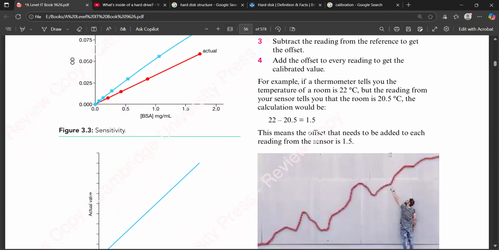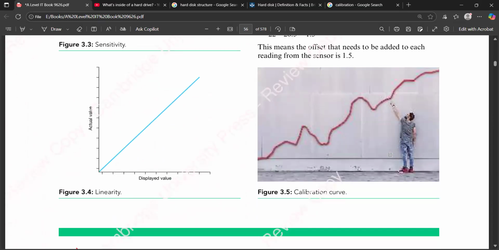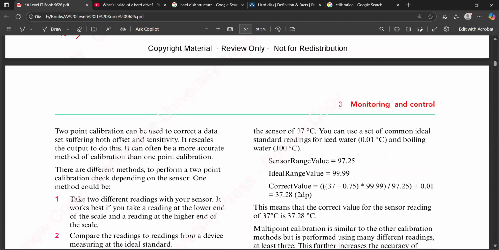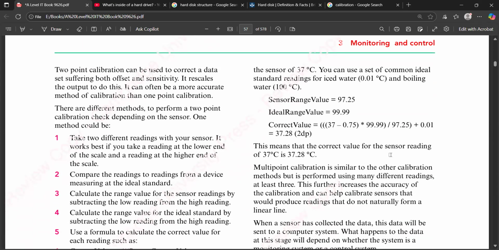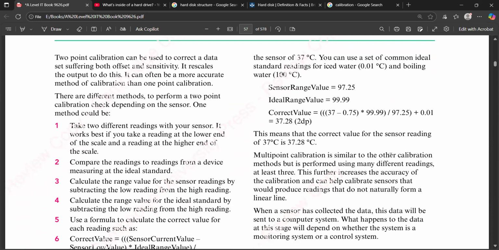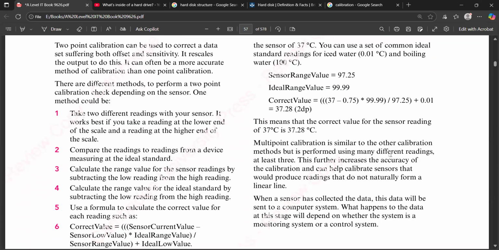For example, if a thermometer tells you that the temperature of a room is 22, but the reading from the sensor says 20, you subtract and get an offset of 1.5, which means that this needs to be added when calibrating. 2 point calibration can also be used to correct data for both of these values. It basically rescales. It works best if you take a reading at the lower end of the scale and a reading at the higher end, so you can compare both of them.